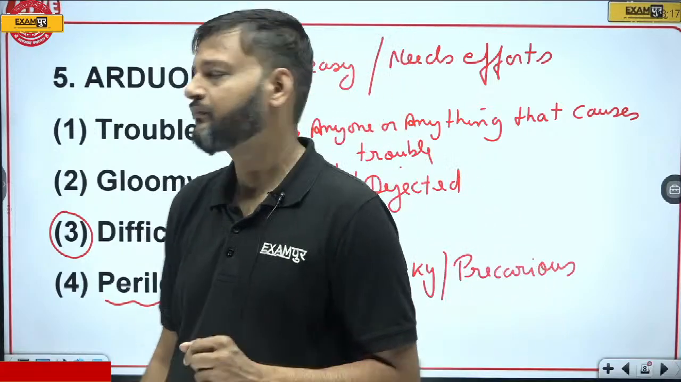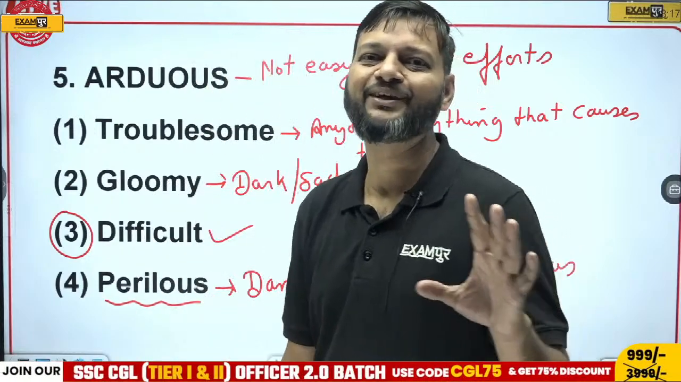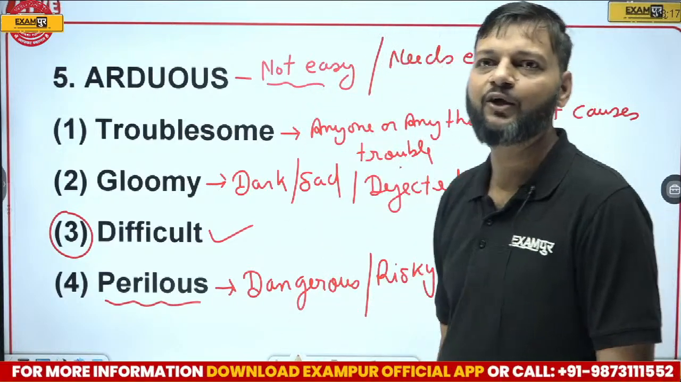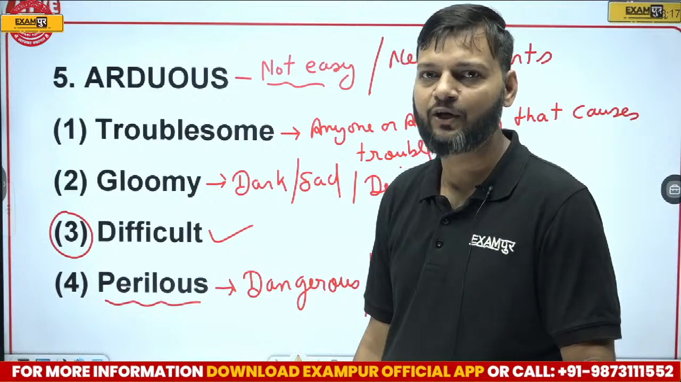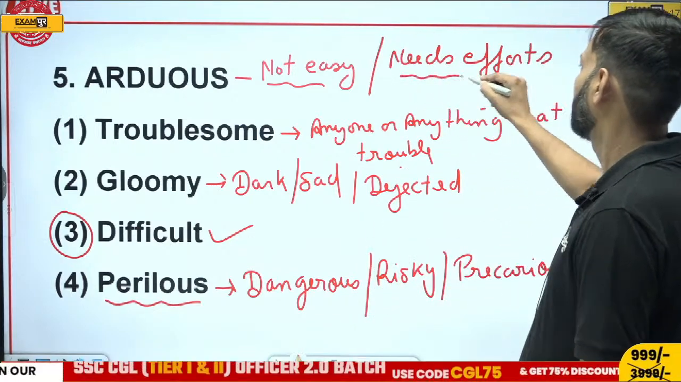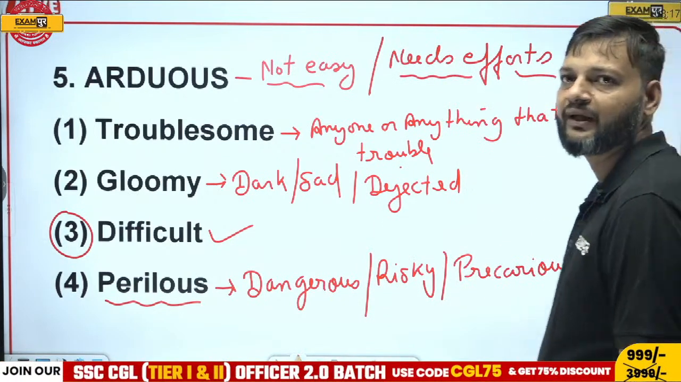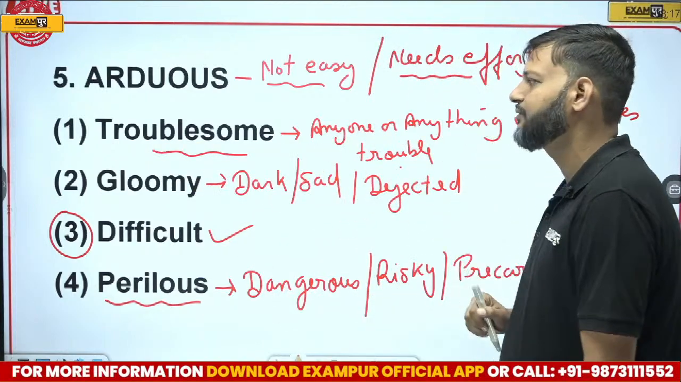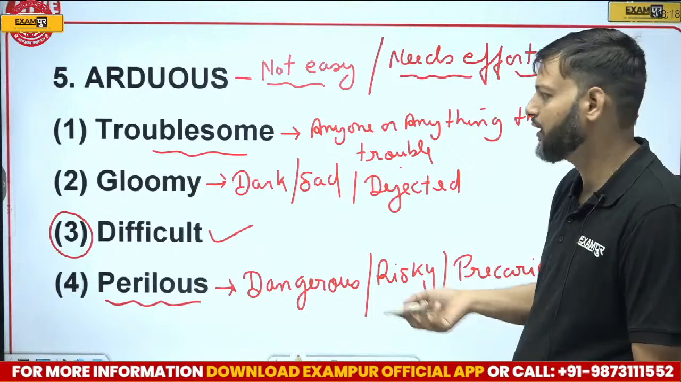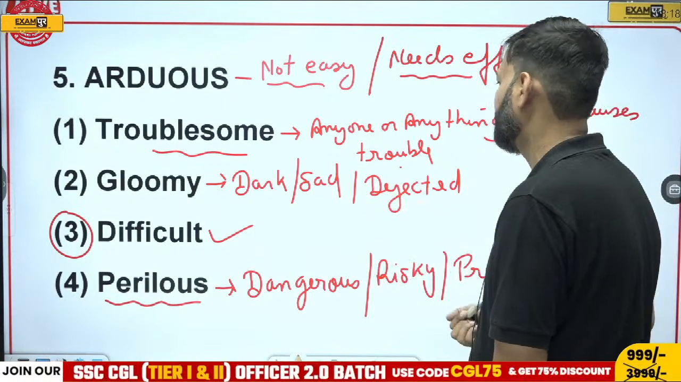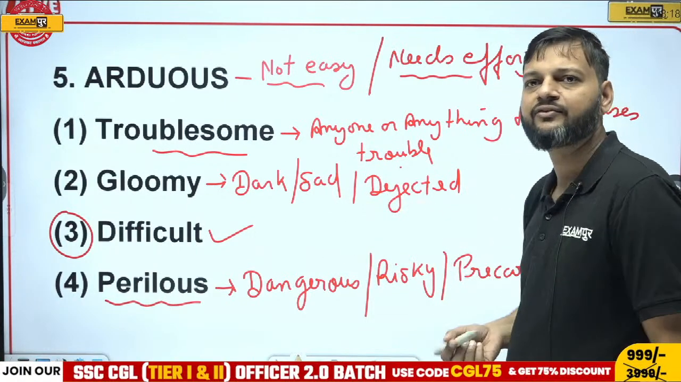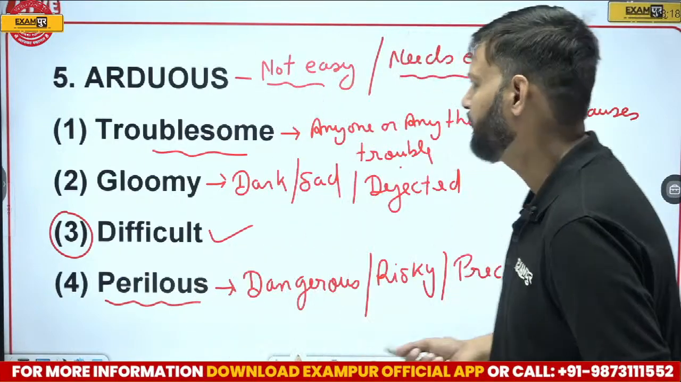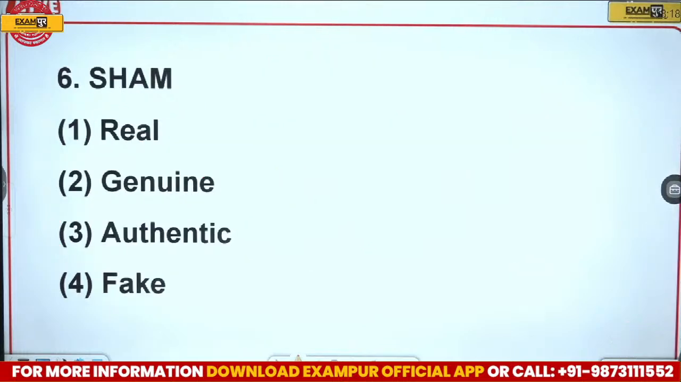Clear? Let me explain it one more time. Arduous means not easy. Something which needs effort. And troublesome means anyone or anything that causes trouble. Gloomy means dark, sad, or dejected. And the synonym of arduous is difficult. Okay. Now, the next word.